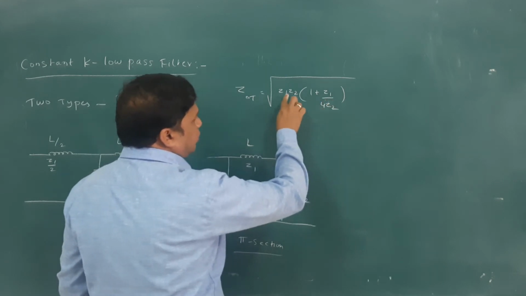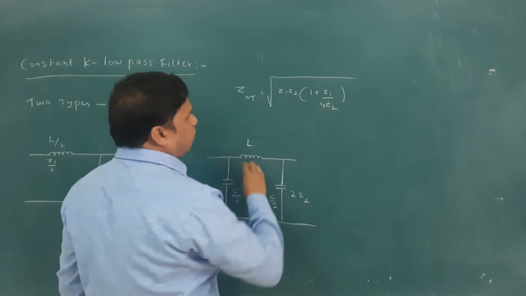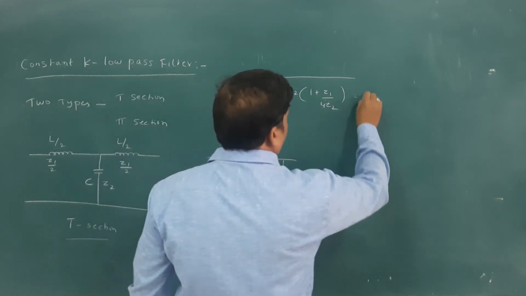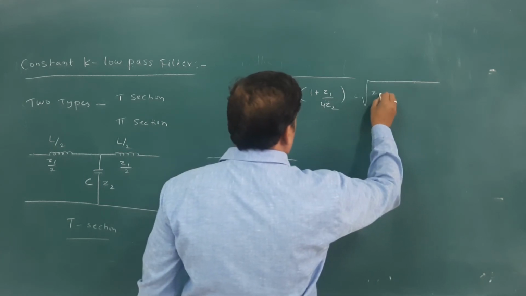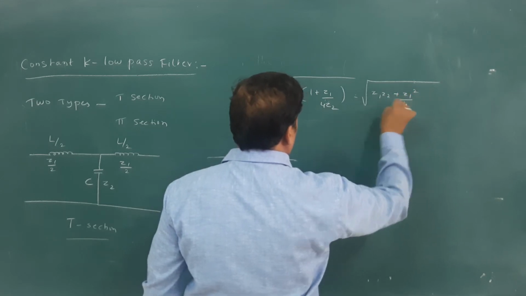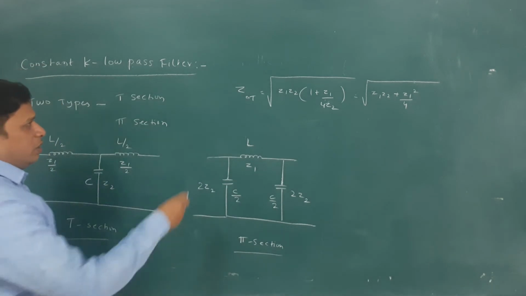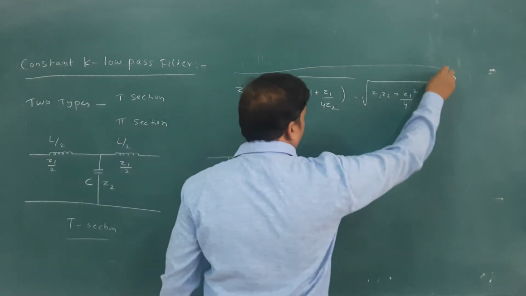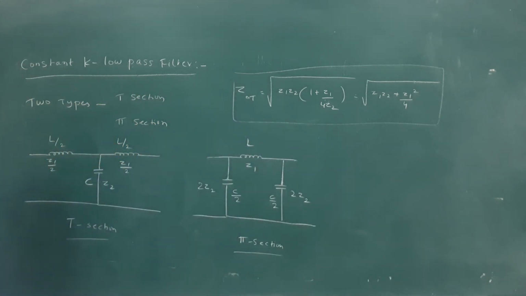That means Z1 Z2 you are multiplying, plus Z1 square Z2 cancels, it will be Z1 square by 4. You can write this one like this also, square root of Z1 Z2 plus Z1 square by 4, after removing the brackets. Okay. So we have to remember these values, as they are essential for the design of the constant K low pass filter.